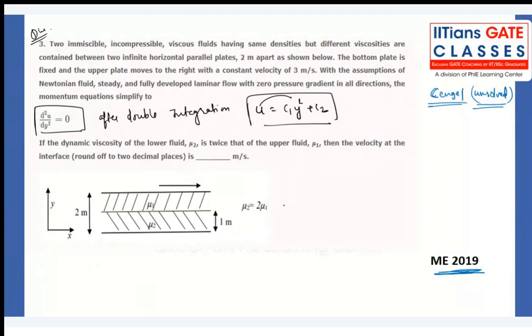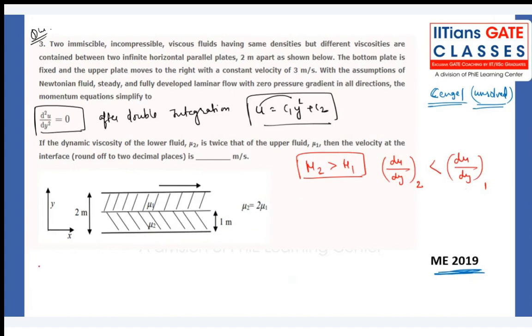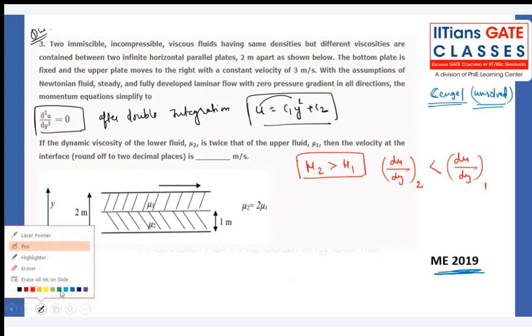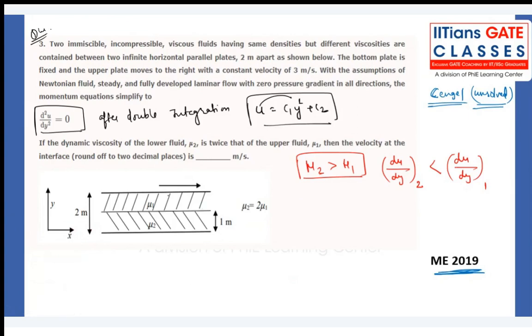When you look at mu2, the lower fluid, which has twice the viscosity, that means whatever du by dy will be there, the velocity gradient for the second case will be lesser than that for the same amount of viscous shear force. So definitely the second fluid will have a smaller velocity gradient as compared to the first one. So we can draw the velocity profile something like this.